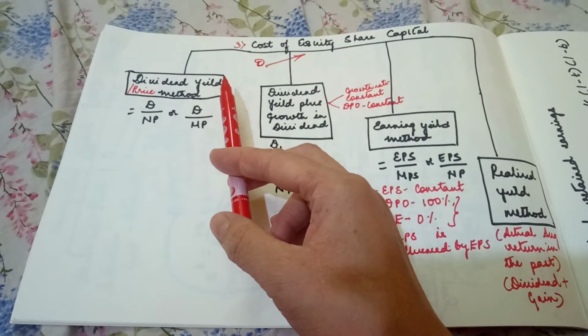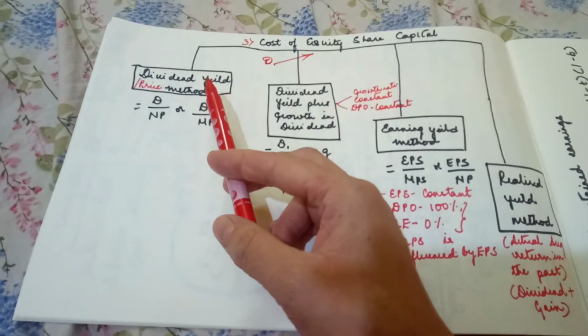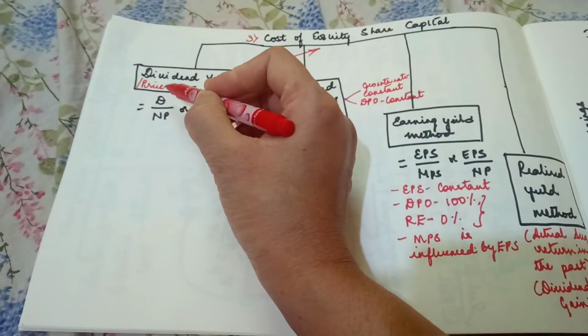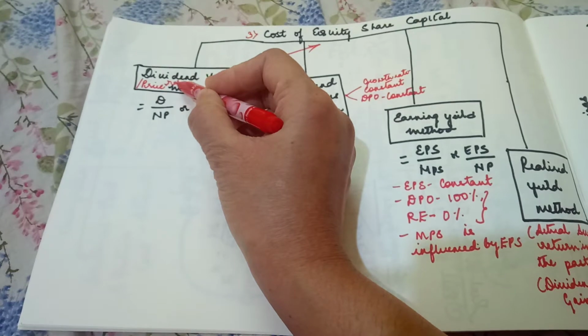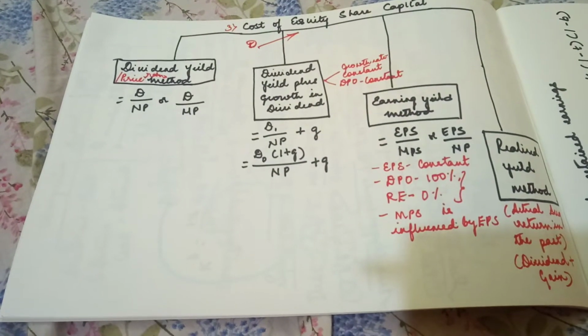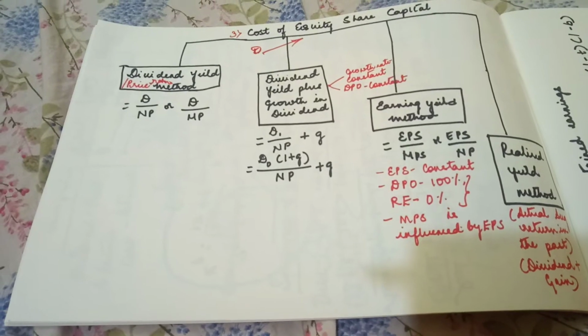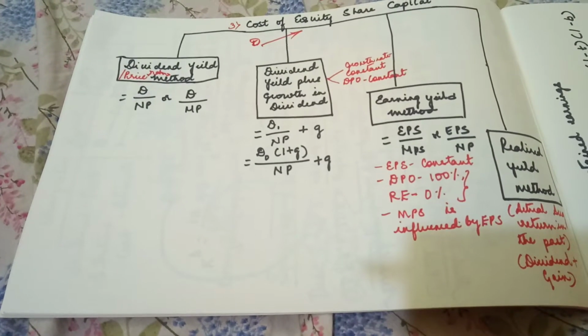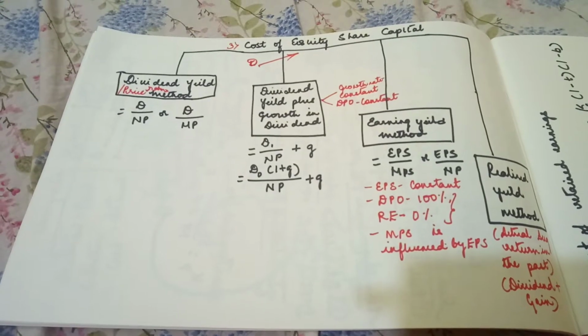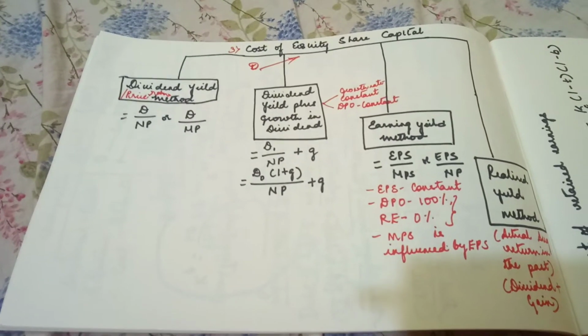Dividend yield method, or it is your dividend divided by price ratio method, dividend yield method or dividend price ratio method. Second one is dividend yield plus growth in dividend method. Third one is earnings yield method, and the last one you have is the realized yield method.